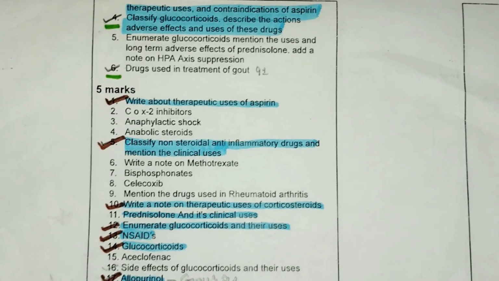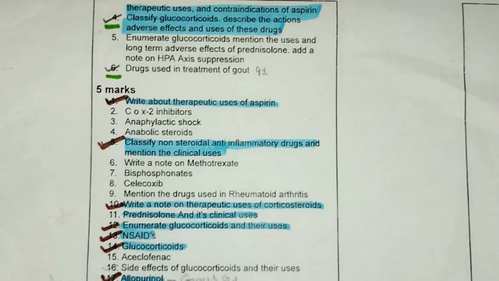10th one, write a note on therapeutic uses of corticosteroids. 11th one, prednisolone and its clinical uses. 12th one, enumerate glucocorticoids and their uses. 13th one, NSAIDs. 14th one, glucocorticoids.